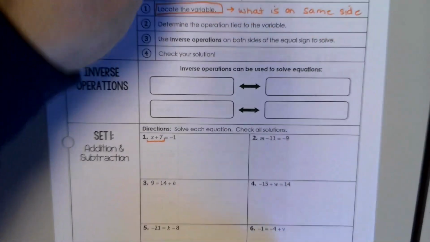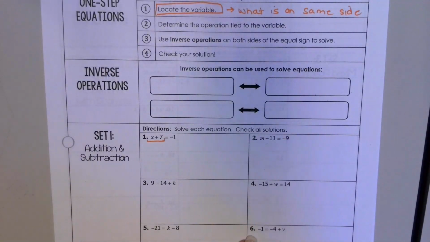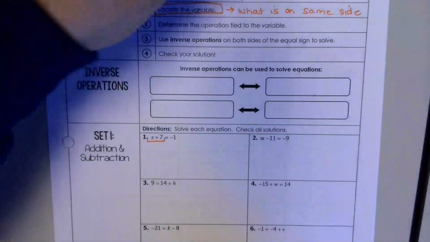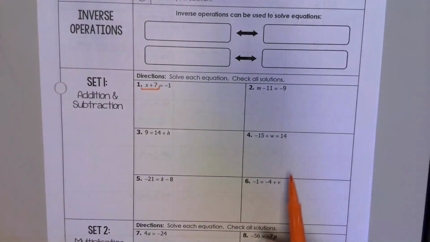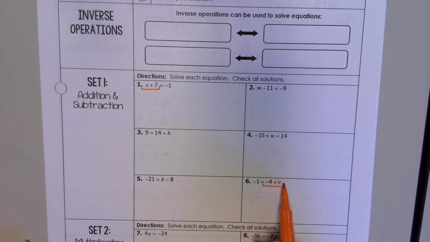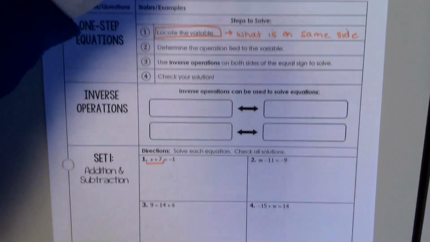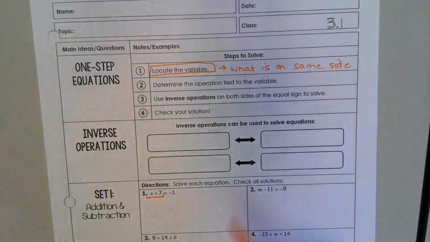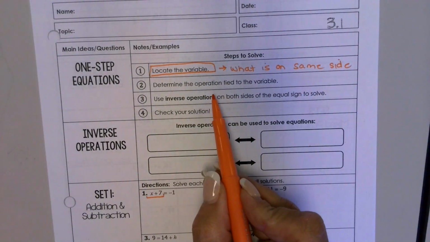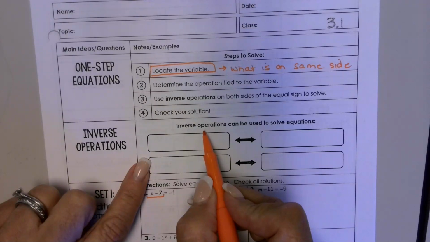So if I look down here at number 6, let me scoot my paper up. Number 6, the variable's on the other side. So this is the side of the equation that we're going to look at. So you want to isolate the variable, meaning you just want to find it. And then we're going to see what operation is tied to the variable. So we're going to use inverse operations to solve this.